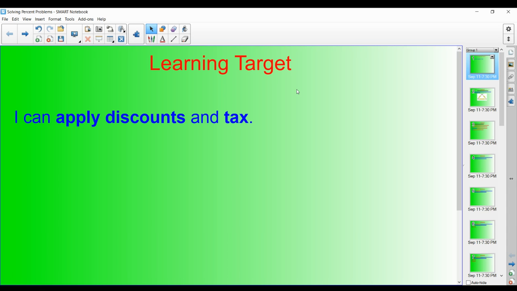Hi, everyone. Today we're going to talk about the biggest real world application of percents. When I'm talking about this, I'm talking about going to the store, finding stuff on sale and getting discounts, having to pay tax, maybe tips at a restaurant. So we're going to look at using percentages to solve equations today.